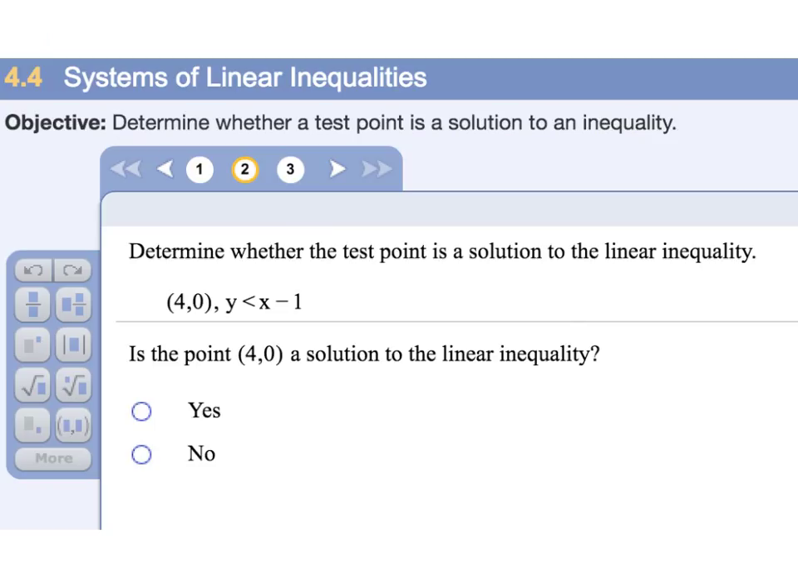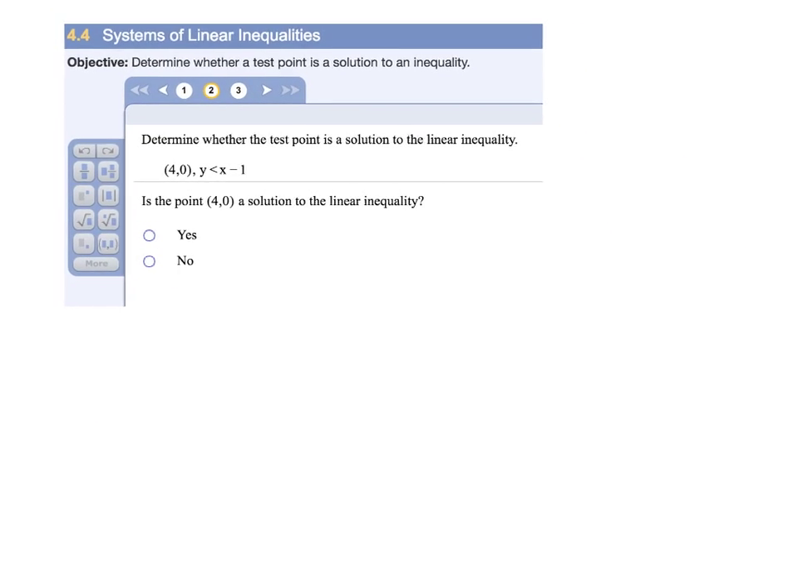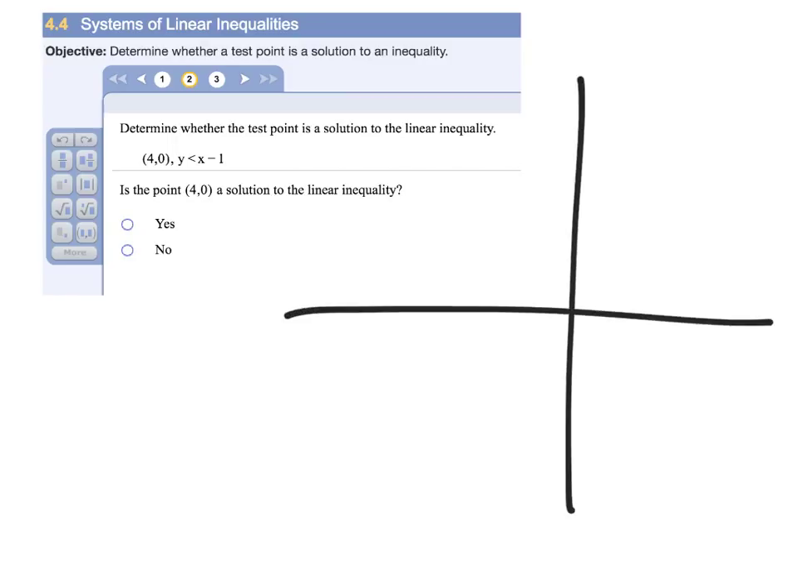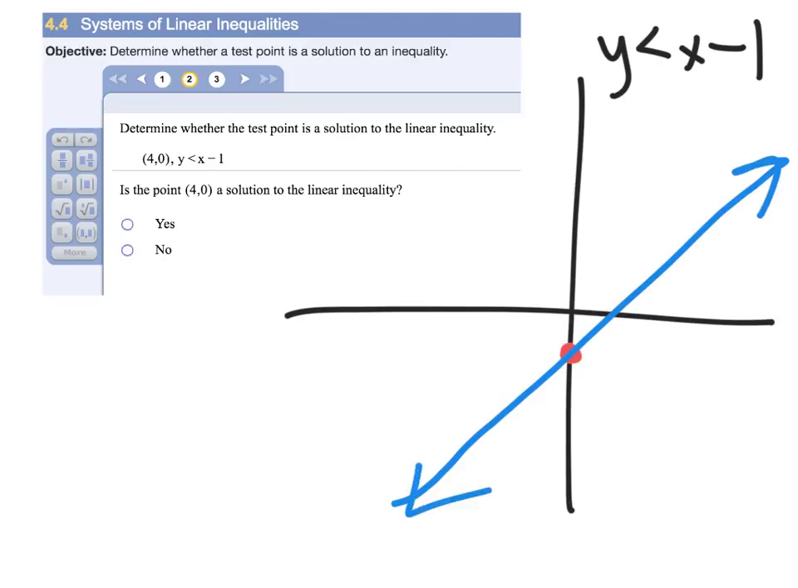All right, so here we've got another line and another test point, and I'm going to quickly show you. So here's our graph, and it says y is less than x minus 1. What does that mean? It means it's going to start down here at -1, and then the slope is up 1 over 1, up 1 over 1, up 1 over 1. So our line is going to look like this.